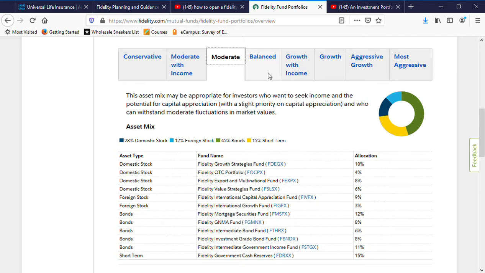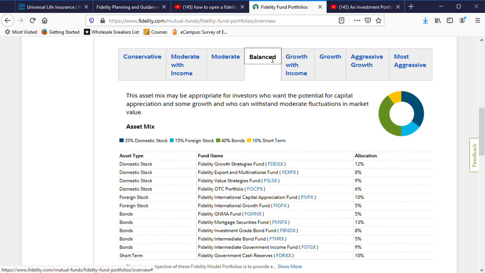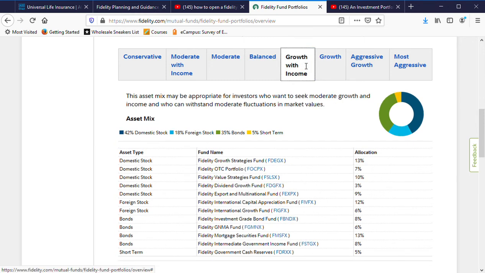Okay, so balanced. This is the person that's sitting on the fence, the devil's advocate, as we say, go over here, go over there. I'm riding with everybody. If you're riding, I'm riding, okay? This is your ride or die person. This again is 35% domestic stock, 15% foreign stock, 40% bonds, 10% short term. Guys, this is it, and it tells you exactly how much to allocate, and then it gives you the fund name.